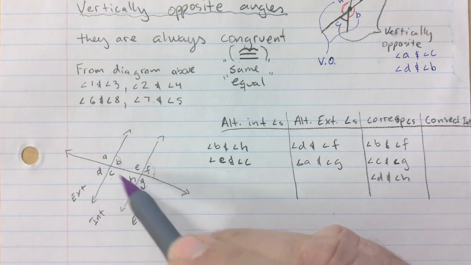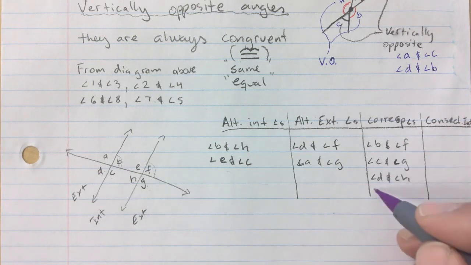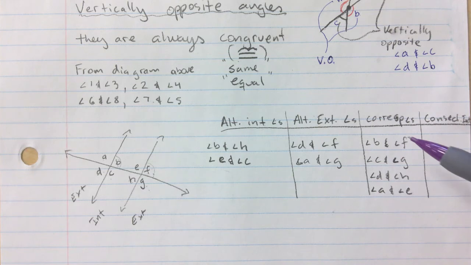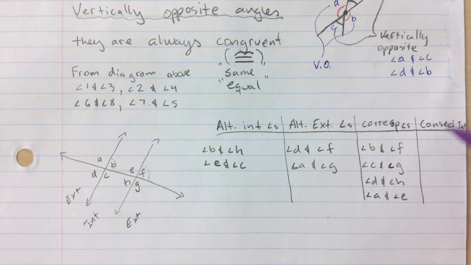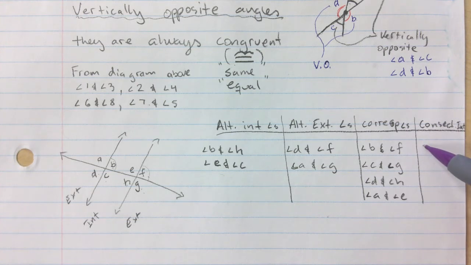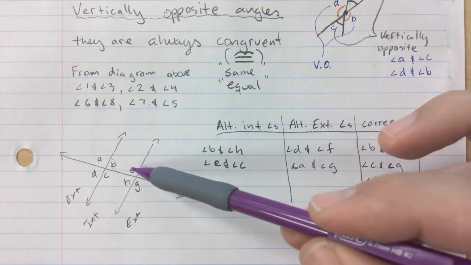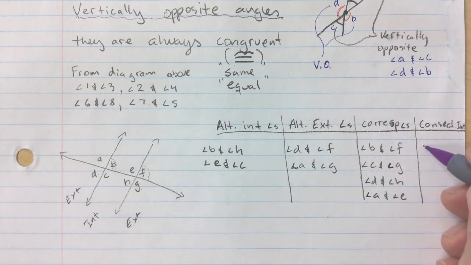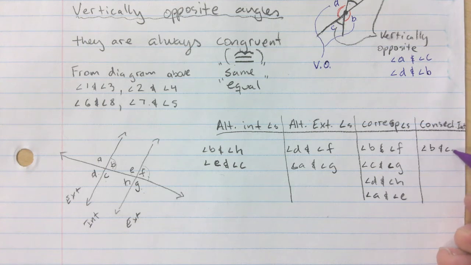Right? D and H here, A and E, and so forth. So you have four pairs, okay? Four pairs of corresponding angles. Consecutive interior, they're right one after the other, and they're both on the inside, so B and E, as well as C and H.